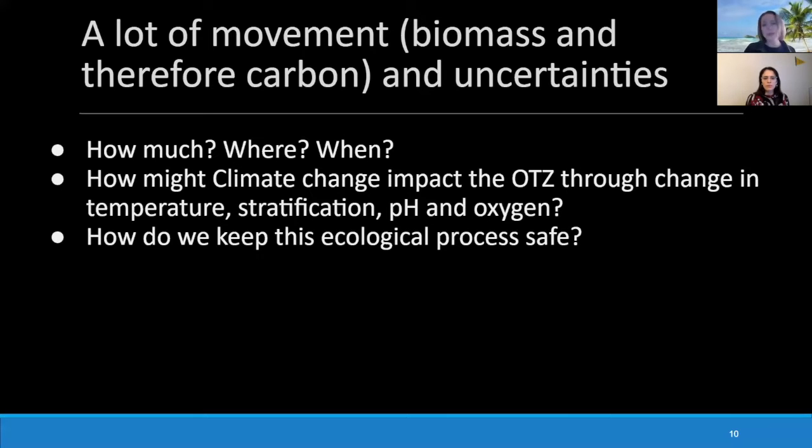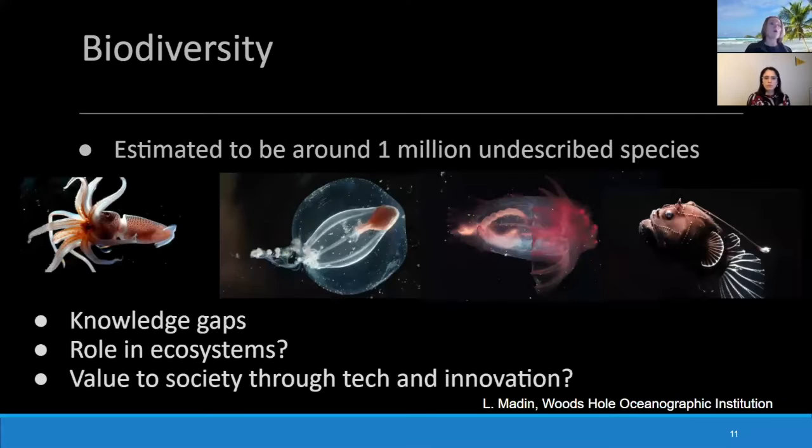So how do we keep this ecological process safe? That's another big uncertainty, because this is an important ecosystem service, and we have an international responsibility to keep that ecological process safe for maintaining our climate. There's also a lot of biodiversity there that we don't know about.